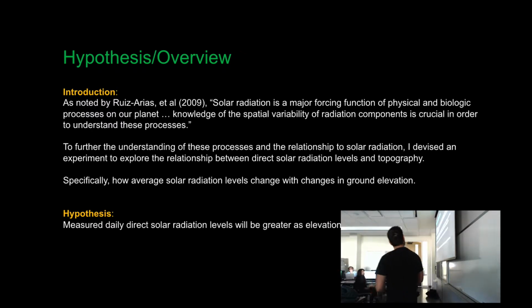First I want to say this little quote from Ruiz Arias et al. in their paper: solar radiation is a major forcing function of physical and biologic processes on our planet. Knowledge of the spatial variability of radiation components is crucial in order to understand these processes. I think it's one of those things that kind of flies under the radar. People know sunlight is important for photosynthesis, hydrology, et cetera. But to further understand these processes requires a little more work that I think hasn't really been done up until now, until some more recent studies.